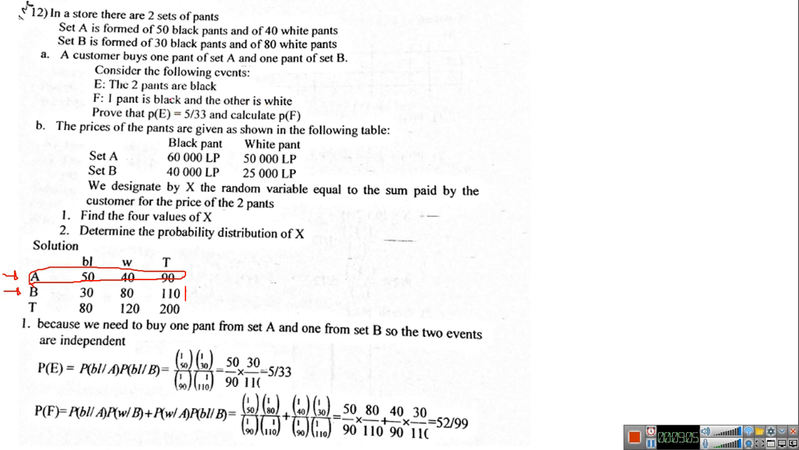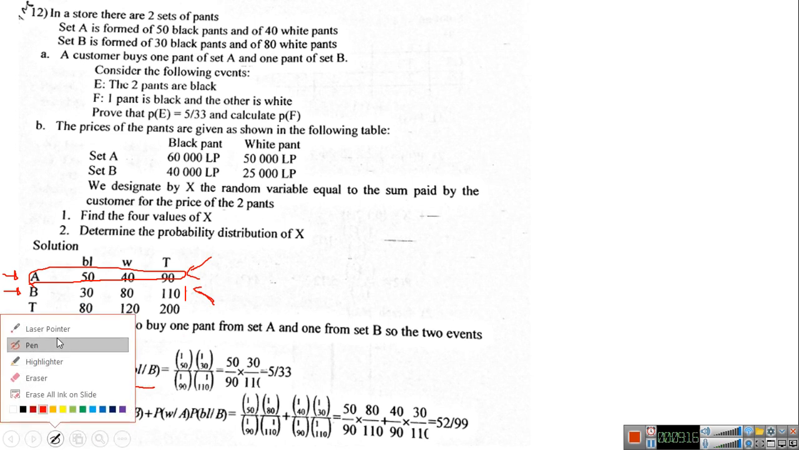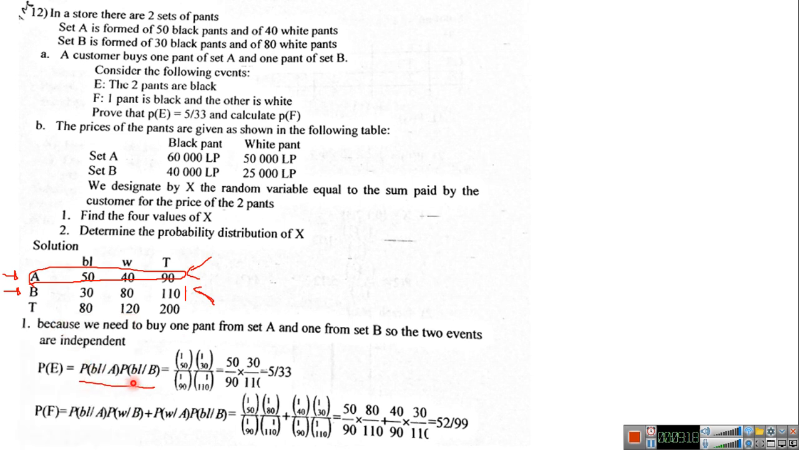Prove that P of E. I want to get two pants. I want to buy one from here and one from here. So you can say black knowing A, as you can see here, times black knowing B. Black knowing A, I have 1 out of 50 over total 1 out of 90, independent, times 1 out of 30 times 1 over 110. So the answer will be 5 over 33.